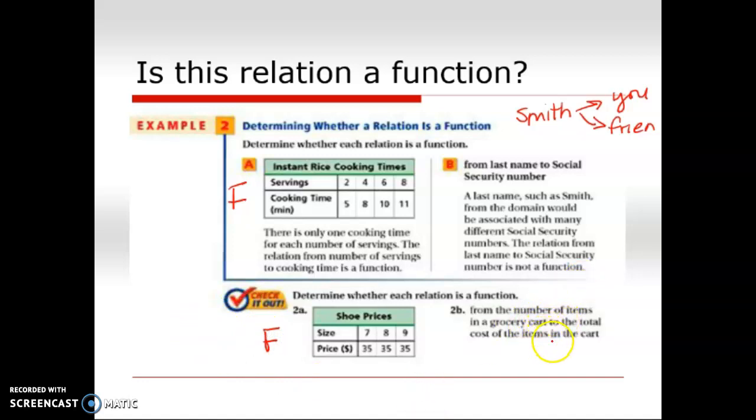The number of items in a grocery cart to the total cost of the items in the cart. Let's say you've got 4 items in one cart, but in 2 different carts. One cart is full of lobsters and steaks. That's really expensive. That's got a lot of money. The other one's got a couple of loaves of bread and a couple of things of corn. That's not expensive at all. So these 4 items go to 2 different y's. So that would not be a function.